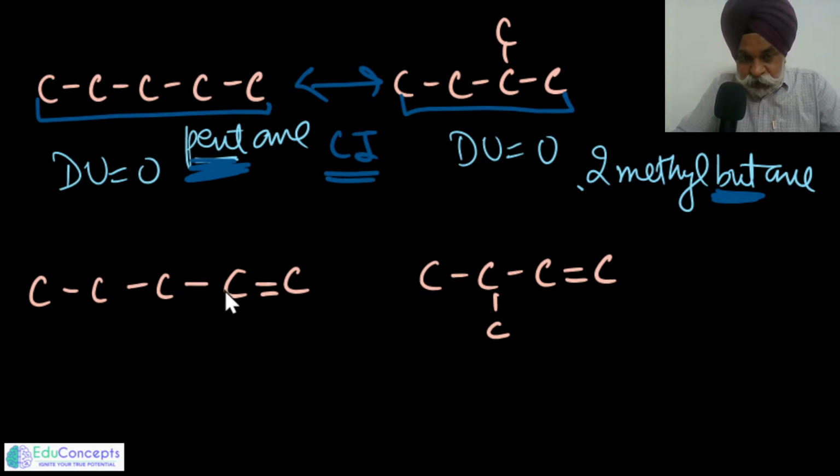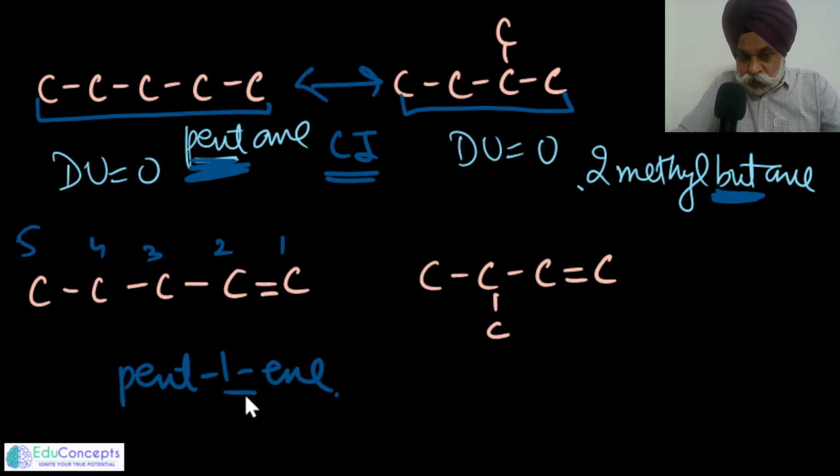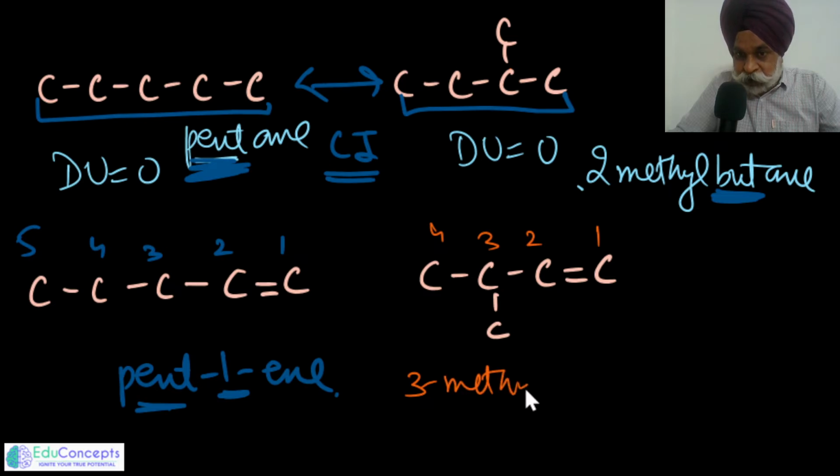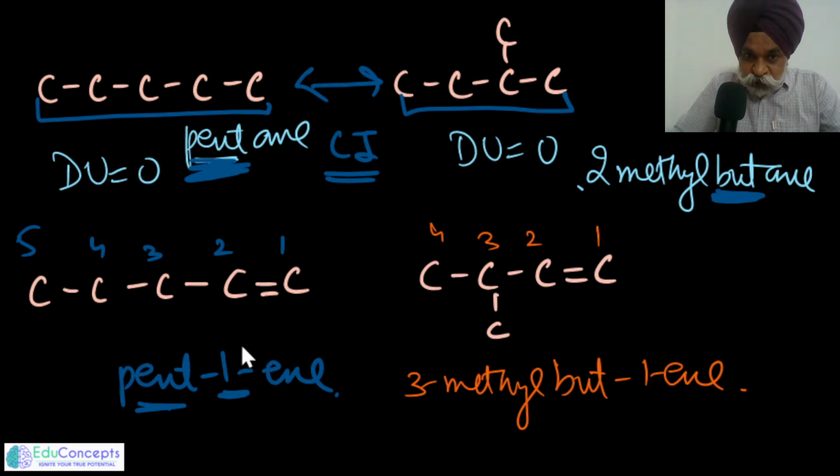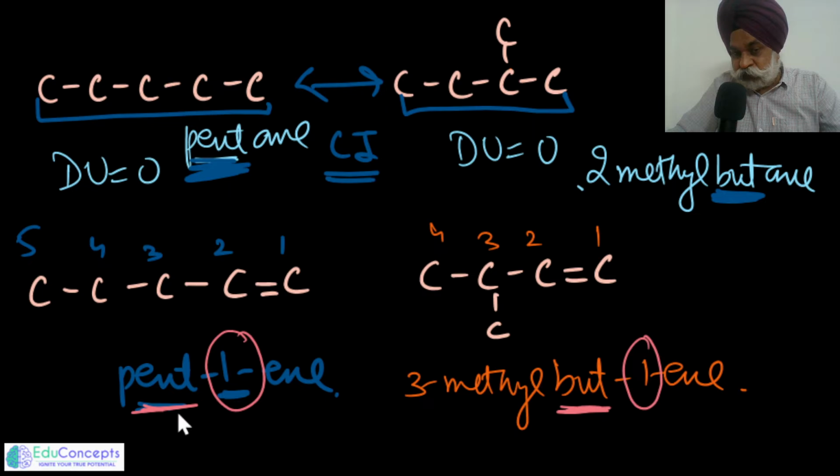Let's take one more example. Just like if I would say 1, 2, 3, 4, 5. So here it is pent-1-ene. So the position of the double bond is first and the alk is pent. If the alk got changed, the length of the carbon chain got changed. 1, 2, 3, 4. So this is 3-methylbut-1-ene. The position of the functional group is still the same, but the length of the carbon chain got changed. When the length of the carbon chain got changed, we would refer to these two as the chain isomers.